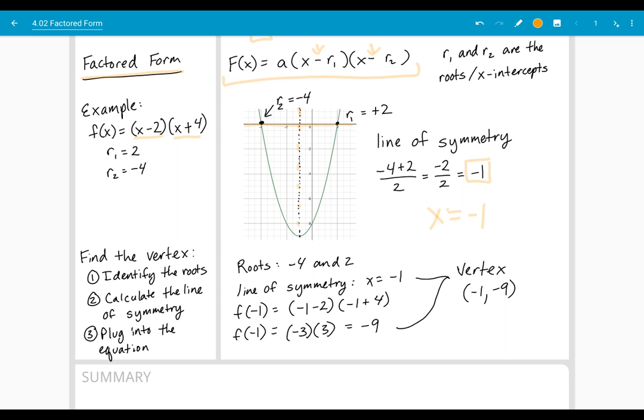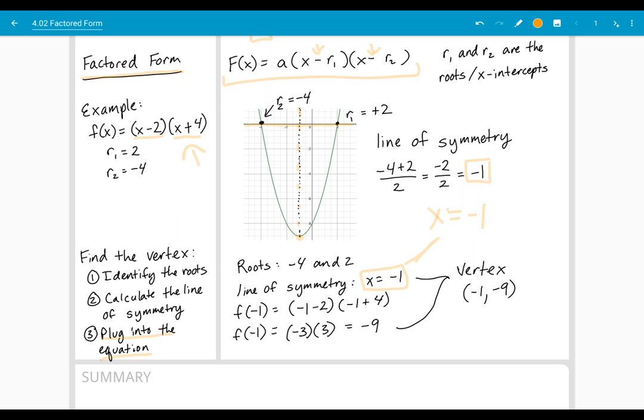And that will perfectly divide the parabola in half. We'd have to take it one step further if we wanted to actually plot this onto a graph by plugging that x value back into the equation. That last step will give us the y value, or the y coordinate. So here I'm literally just taking x equals negative 1, which was my line of symmetry, and I'm plugging it into the original equation, which was x minus 2, times x plus 4. And I get negative 9, and you can see the vertex is right there at negative 1, negative 9.